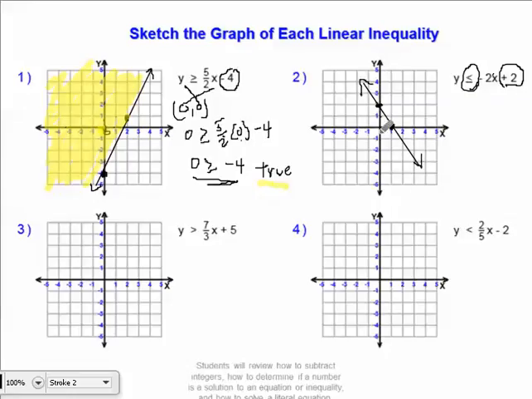I'm going to do the same thing. I'm going to pick this point, 0, 0. Stick it in for x and y. 0 less than or equal to negative 2 times 0 plus 2. So that's 2 is greater than or equal to 0. Well, that's, once again, true. So which side am I going to shade? I'm going to shade the side that has that 0, 0 on it. Okay? So that'd be this side over here.